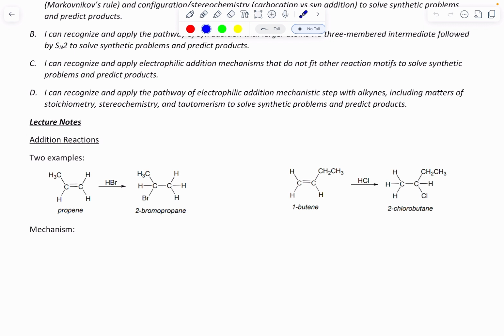So what do you notice is different about the starting material and the product? Well, one major thing is that we start with an alkene. All of our addition reactions will start with a pi bond, either an alkene or an alkyne, so a double or triple bond. And in the end, we now have a single bond.